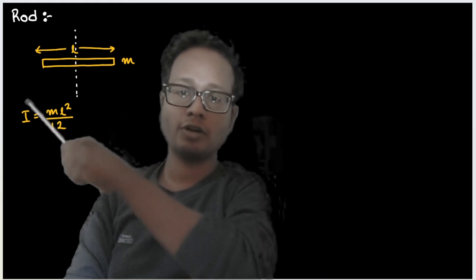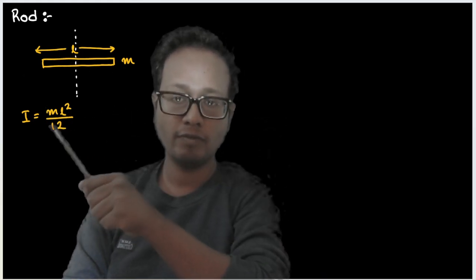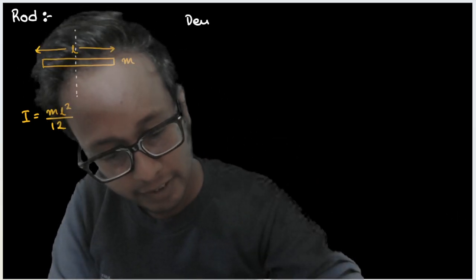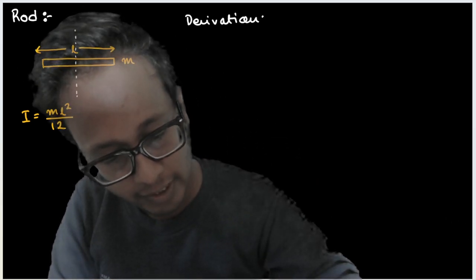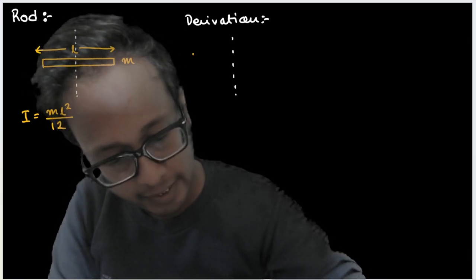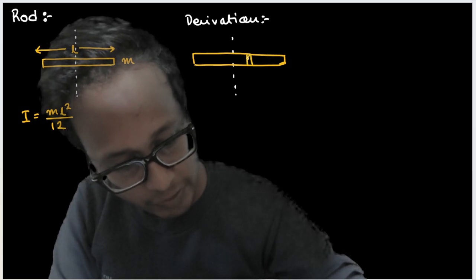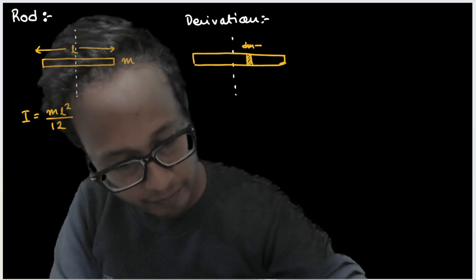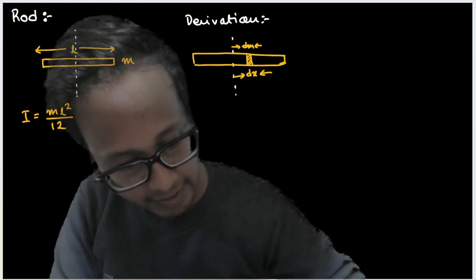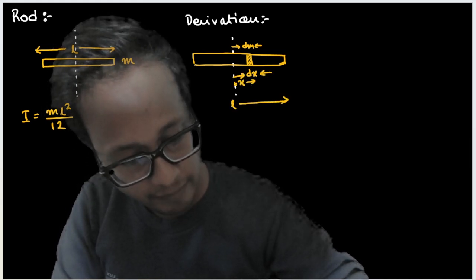Where m is the mass of the rod and l is the length of the rod, the entire length of the rod, divided by 12. Okay, let me go to the derivation of this one. How do we derive it? So this is the axis of the rod and this is the entire rod. I'll just go through the derivation very quickly. So we assume an elemental mass dm out here, of length dx at a distance x from the axis. The length of the rod is L.